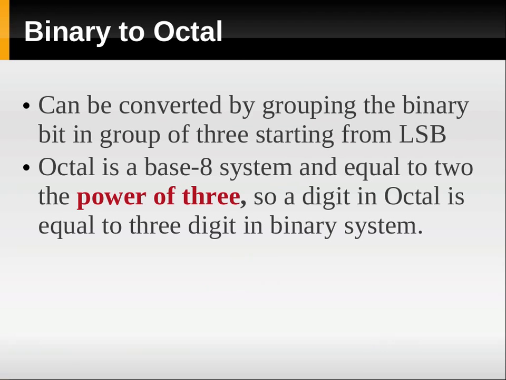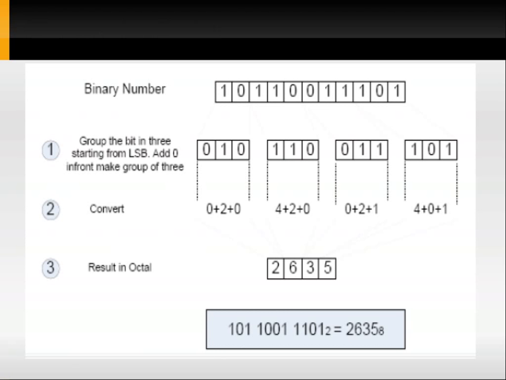Why am I taking 3 bits here? Because 2 power 3 is nothing but 8. The maximum number of symbols that we use in octal form is 8. Therefore the power of 2 should be 3. So that is why I'm grouping 3 bits from the given binary value. Okay, let us see an example for this.